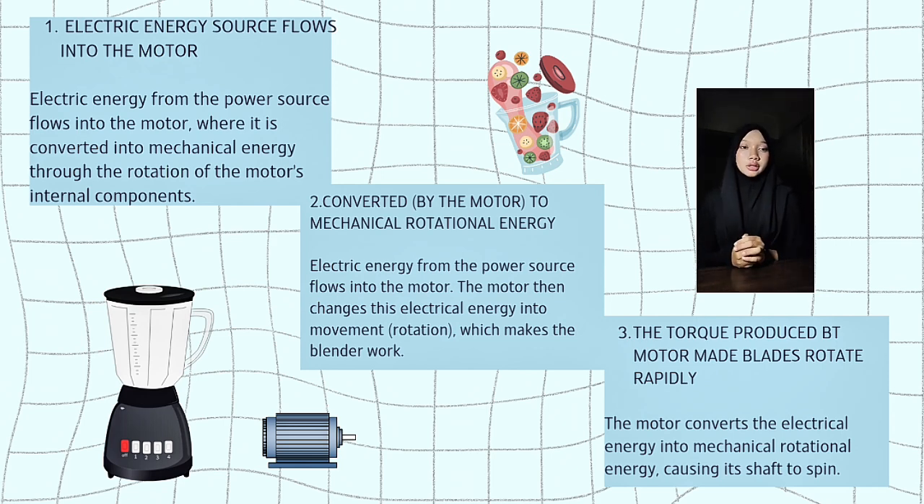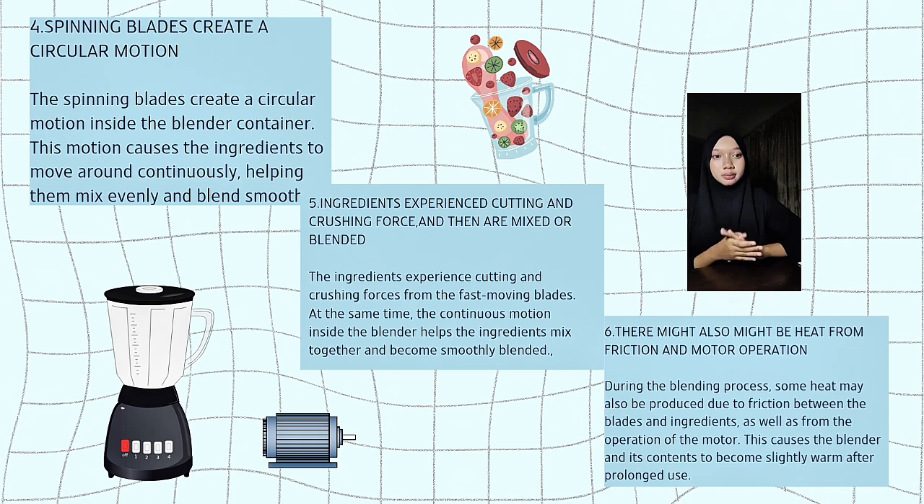First, electrical energy from the power source flows into the motor of the blender. Next, the motor converts the electrical energy into mechanical rotation energy, causing the shaft to rotate. Third, the torque produced by the motor then makes the blade rotate rapidly. Fourth, as the blade spins at a high speed, it creates circular motion inside the blender container.